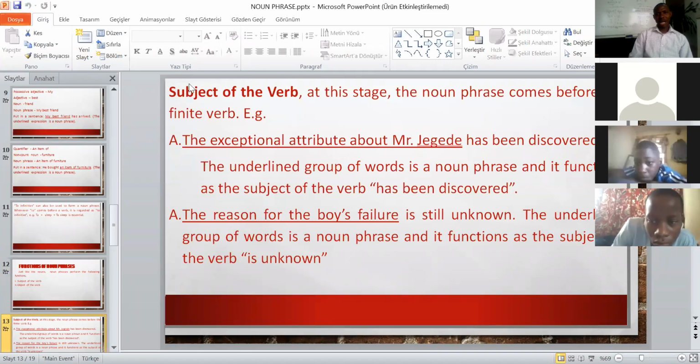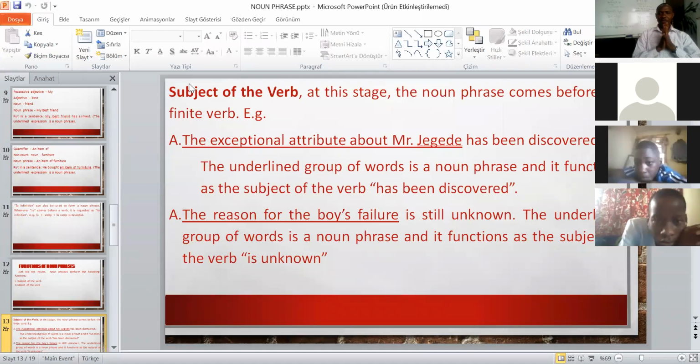The exceptional attribute about Mr. Jegede has been discovered. The exceptional attribute about Mr. Jegede has been discovered. You can see the underlined group of words is a noun phrase and it functions as subject of the verb has been discovered.